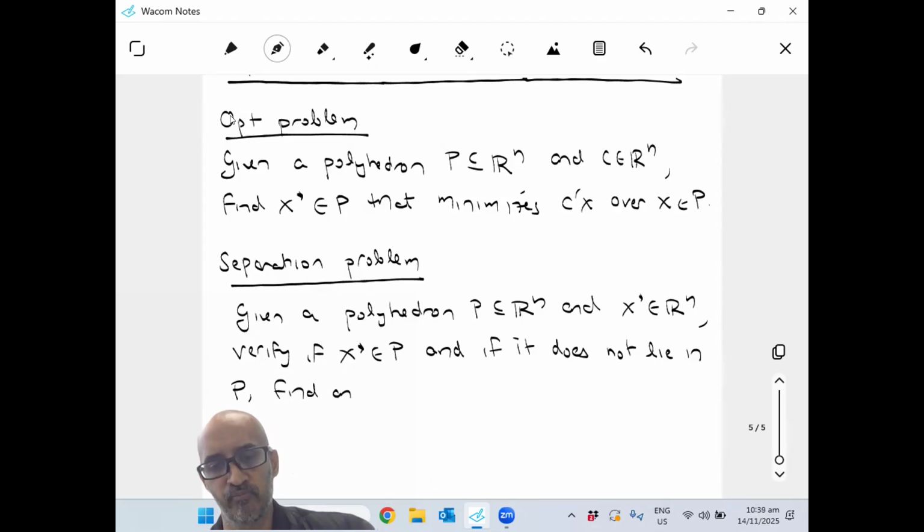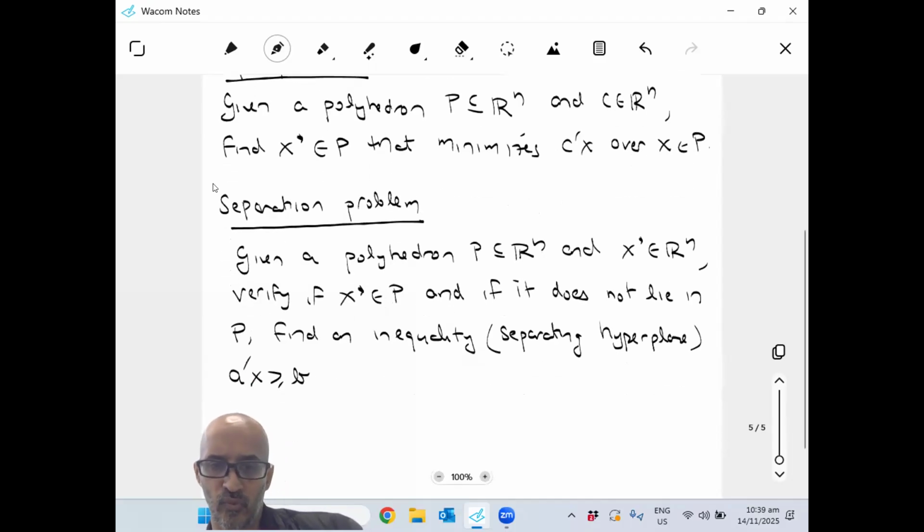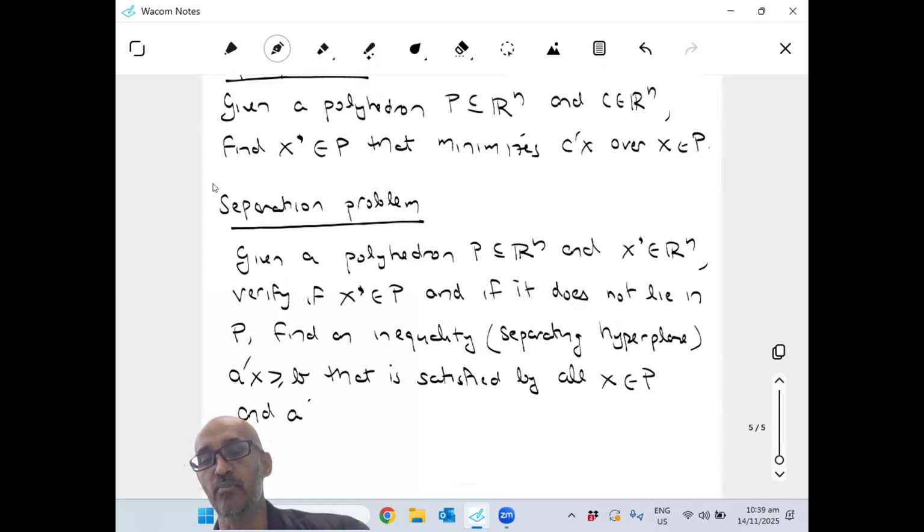find an inequality, or what is called a separating hyperplane, A transpose X greater than or equal to B, that is satisfied by all X in the polyhedron and violated by X star. Okay. So that's what's called a separation problem.